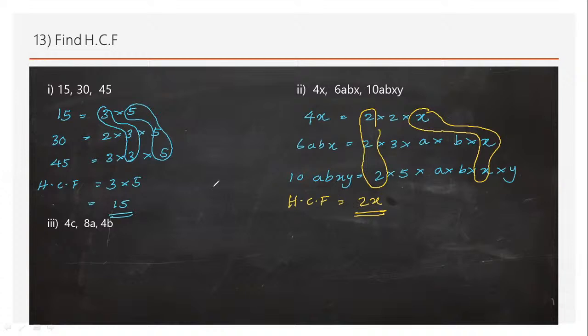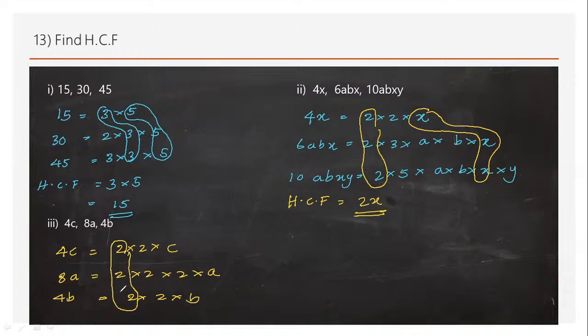4C, 8A, 4B. 4C you can write as 2 times 2 times C, 8A as 2 times 2 times 2 times A, 4B as 2 times 2 times B. So the common factor is 2 here, and here also 2 is common. 2 times 2 is 4. The HCF is 4.